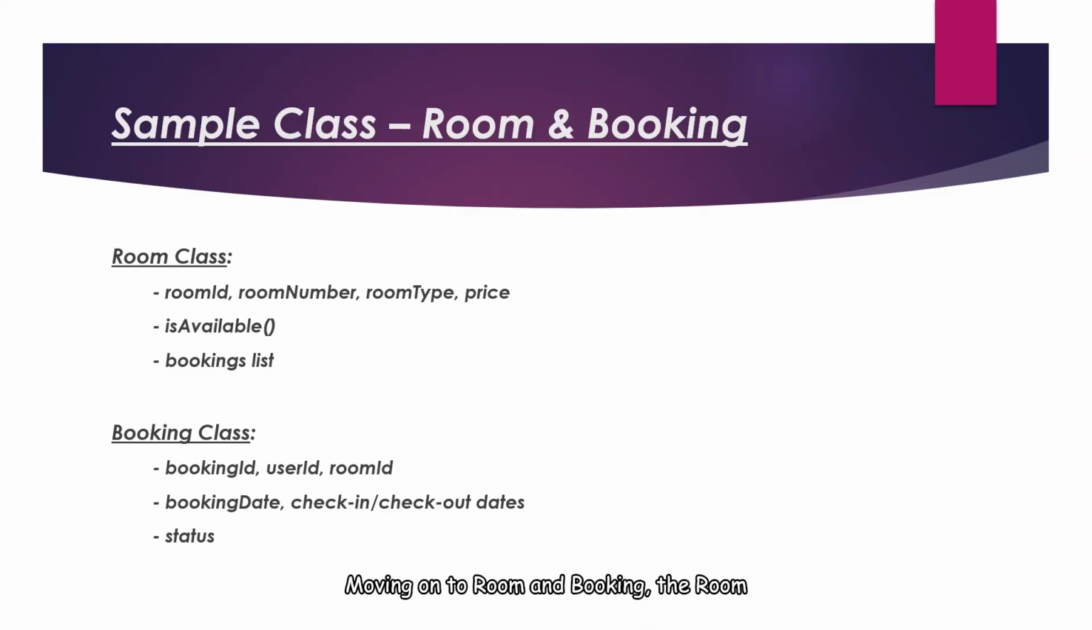Moving on to room and booking. The room class will include attributes like room number, room type, price, and a list of its booking records. It will need a method to check if it's available for a given date range, a critical function.